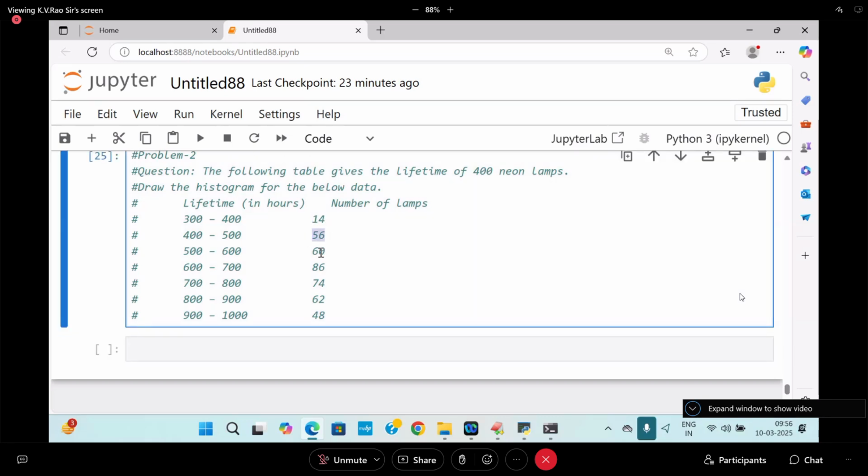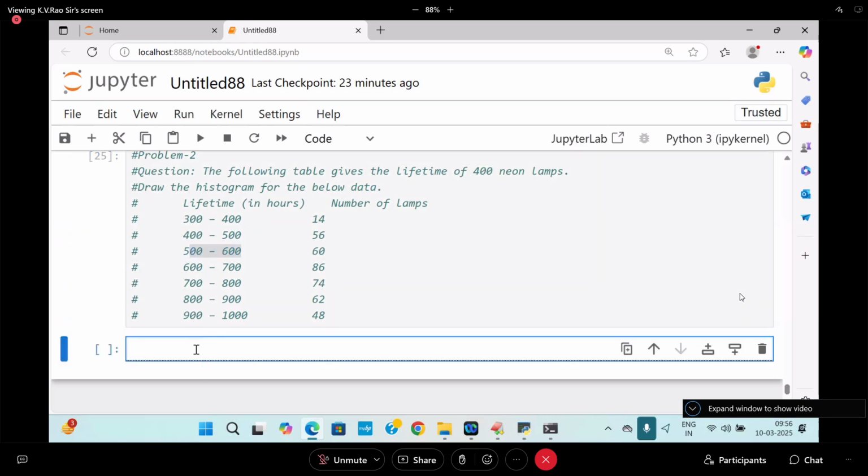14, 56, 60, like this I will go for it. What is this called? Frequency. What are these values called? Intervals. 300 to 400. The actual value supposed to be taken as 14, 15. Directly they are giving like this. So what will be the interval values to be taken here? This one I need to take. Tell me now. Come on.